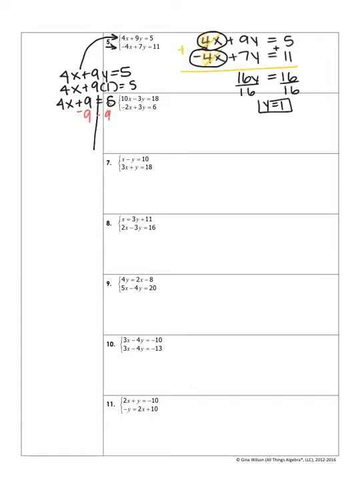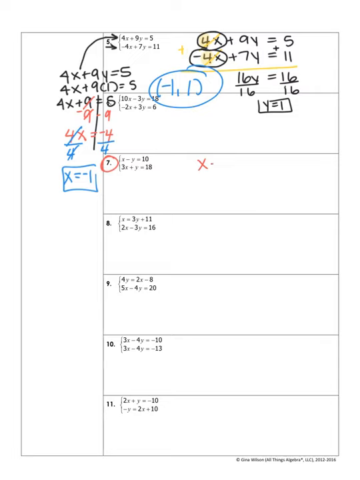Then I'm going to have to subtract 9 on both sides, and I get 4x equals negative 4. My last step would be to divide by 4 on both sides, and you get x equals negative 1. So I know x is negative 1 and y is positive 1, and that would be my solution. All right, go ahead and try number 7 on your own now.